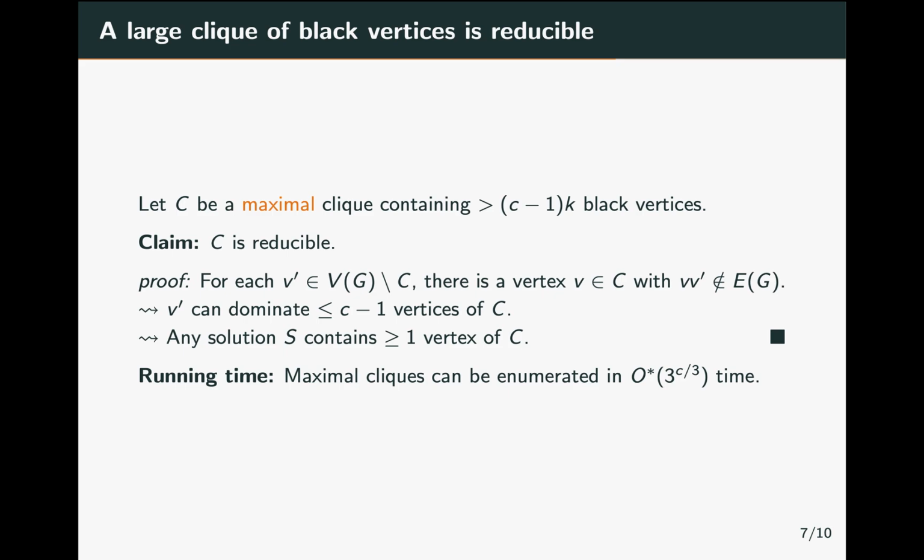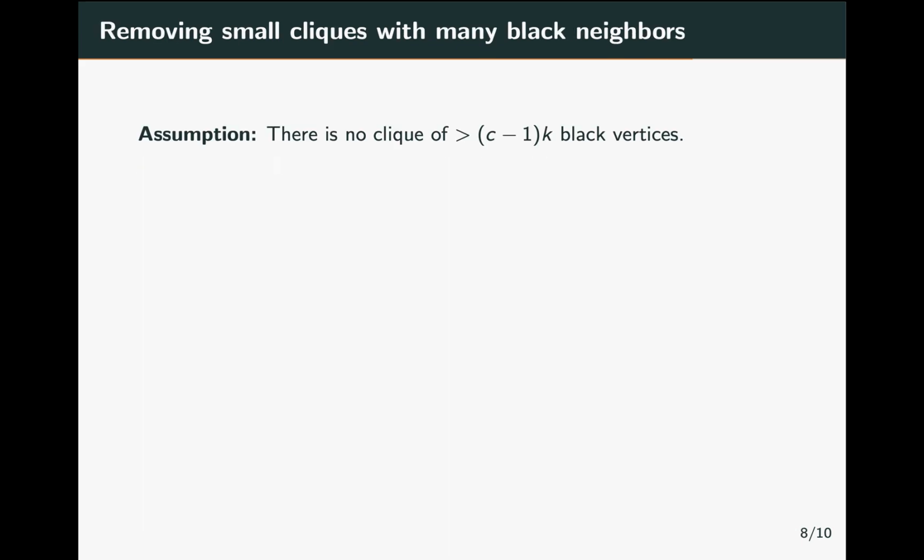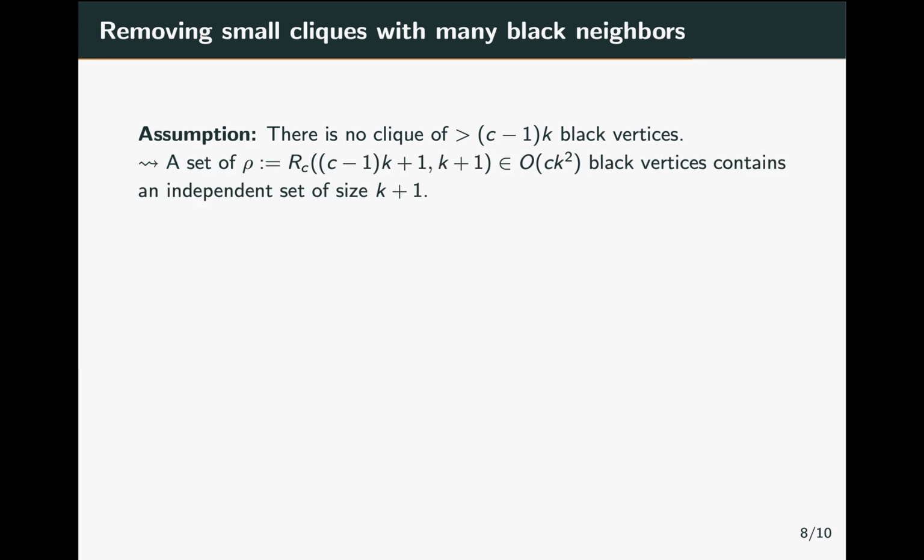And finding reducible cliques can be done in FPT time, because all maximal cliques can be enumerated in FPT time, as shown by Fox et al. Now consider the case where there is no large clique of black vertices. Then due to our Ramsey lemma, we know that if there are a lot of black vertices, then there is going to be an independent set of size k+1.